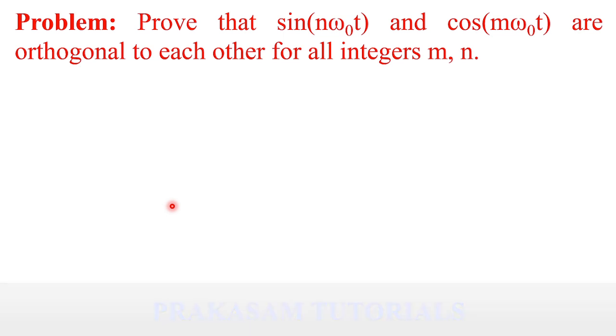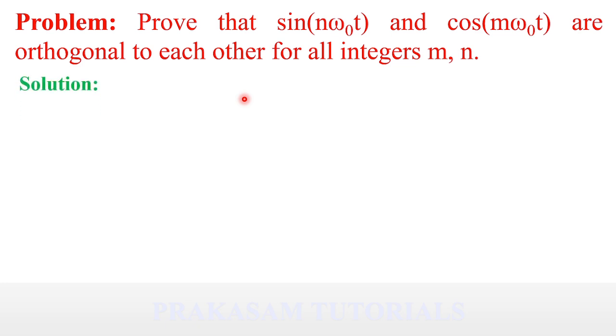In this video, we are going to discuss an example of orthogonal functions. And this is the example. Prove that sine of n omega naught t and cos of m omega naught t are orthogonal to each other for all integers m and n.